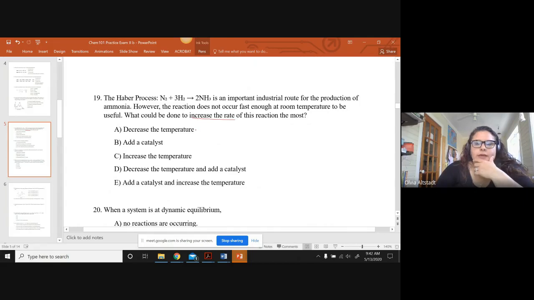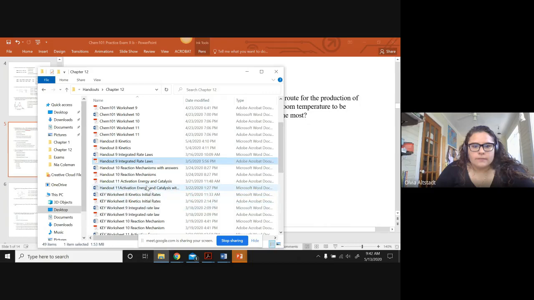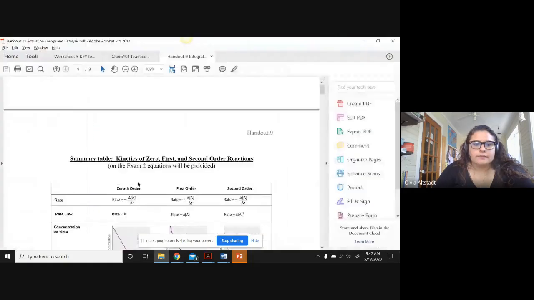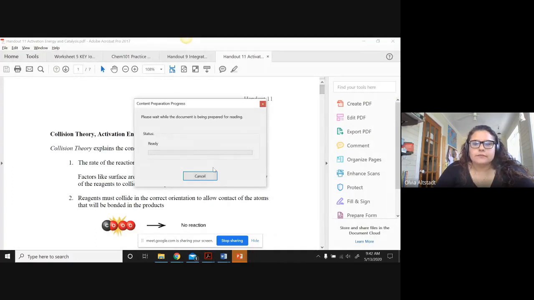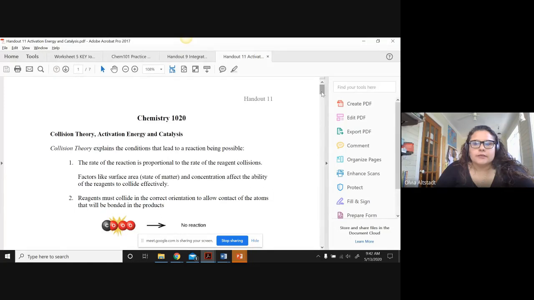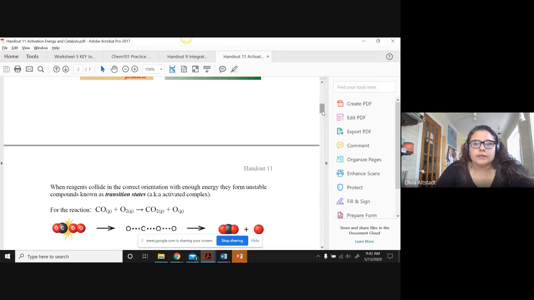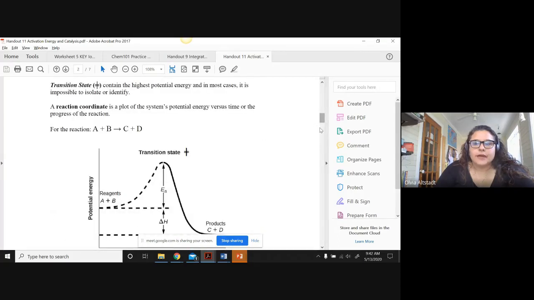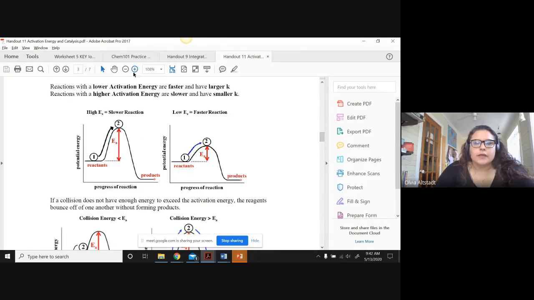Okay, so this has to do with, let me see if I can find that handout really quick. Here. Handout 11, when we talked about collision theory. And when we talked about collision theory, we said that a few things are related. We talked about activation energies and how that's like the energetic hurdle that these reactions need to overcome. So they need to hit each other with enough energy to overcome it and react. And so that has to do with K. And K, remember, is the rate of a reaction. So the bigger the activation energy, the slower the reaction is going to be.